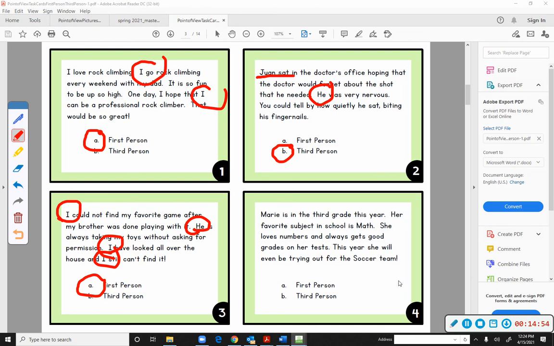Marie is in the 3rd grade this year. Her favorite subject in school is math. She loves numbers and always gets good grades on her test. This year, she will even be trying out for the soccer team. Okay, what do you think, Javea? Is that 1st or 3rd?